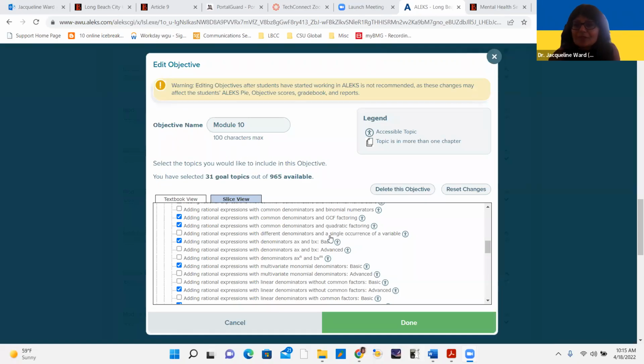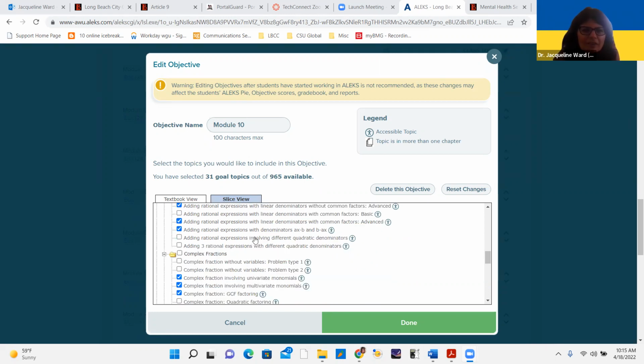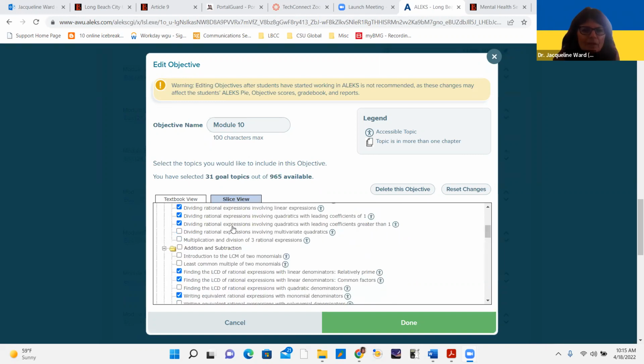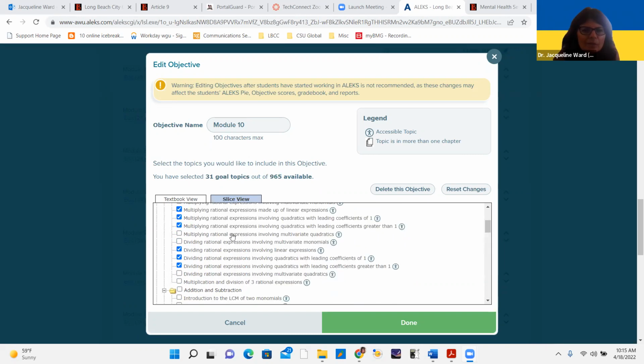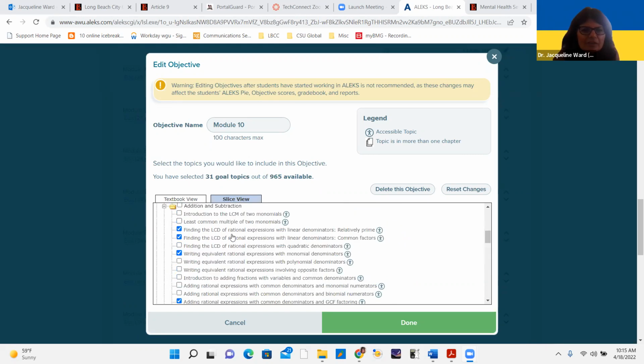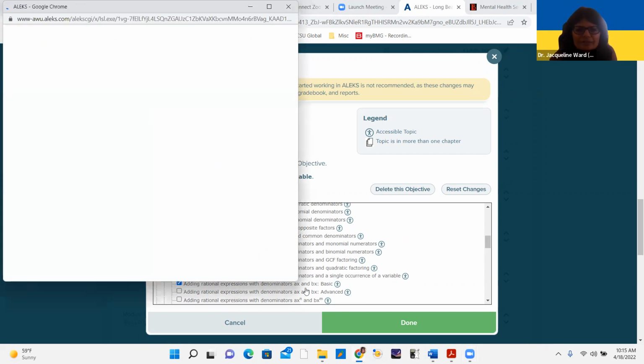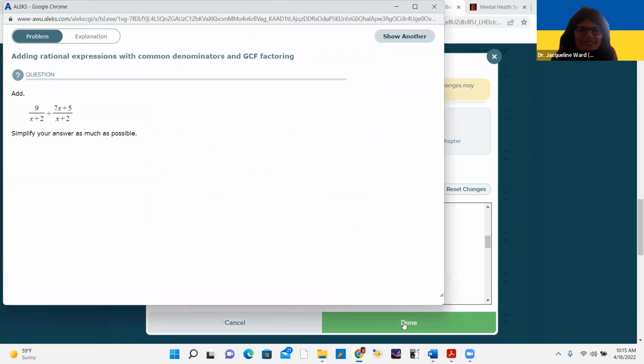So with all we've learned, now we can add and subtract rational expressions. Curious how many we've done so far. We've done 9 topics.